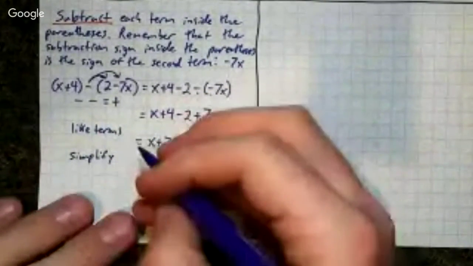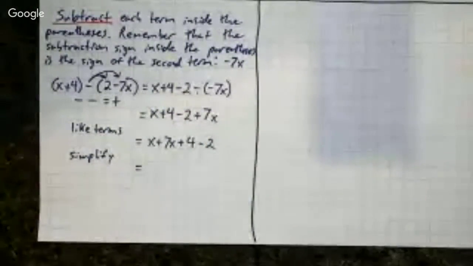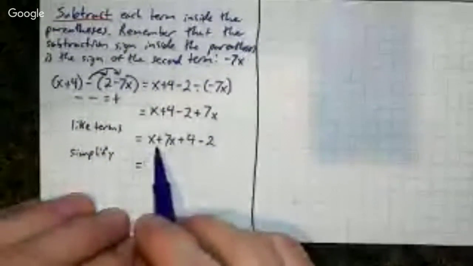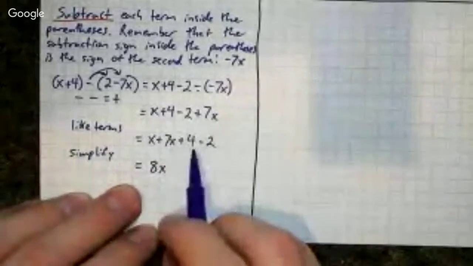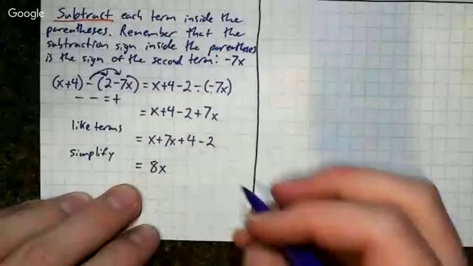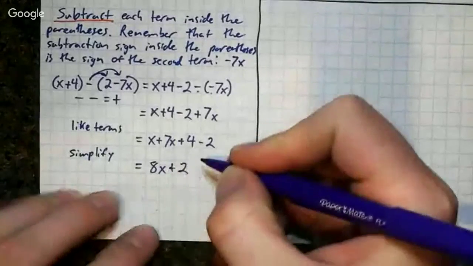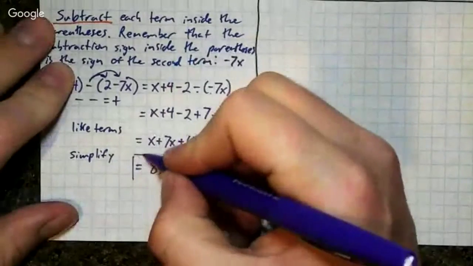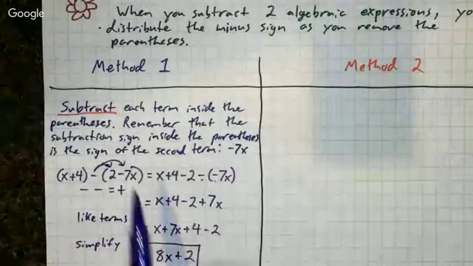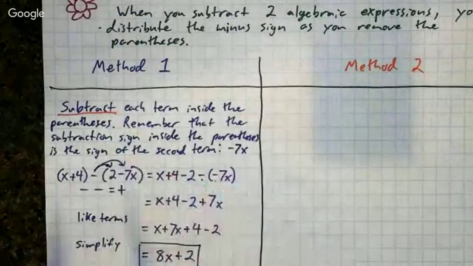And we are going to simplify to get a single algebraic expression, which would lead us x plus 7x would give us 8x plus 4 minus 2. 4 minus 2 is 2, meaning 8x plus 2. And that would be our answer when we subtract using method 1. So that's method 1. This is the method I prefer.